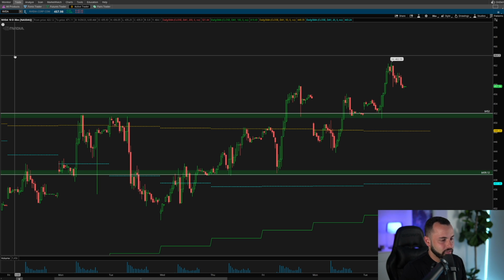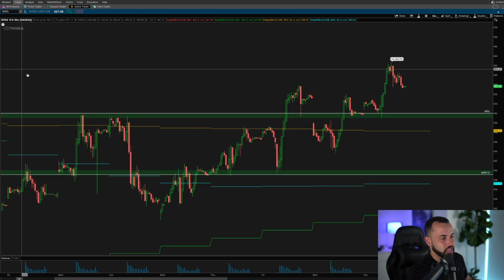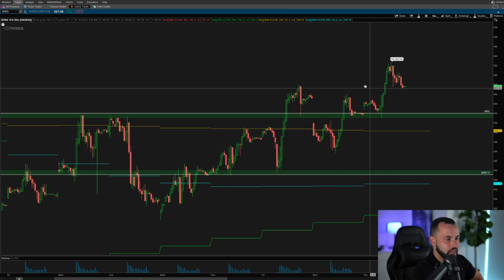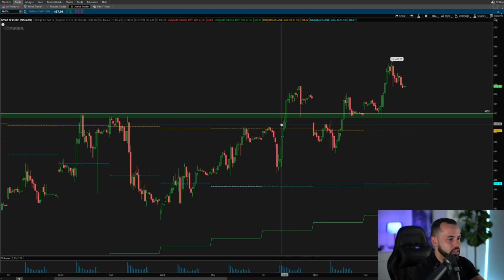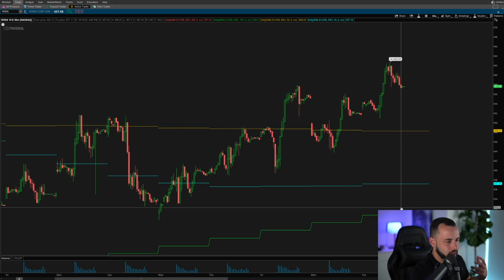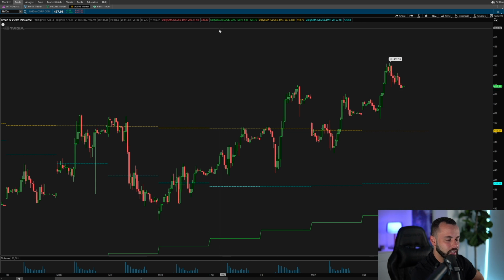Now here is NVIDIA, right? And we have been focusing on this 452 level. That is that top green level that you have on your screen. Now, why did I find this level, right? Let's clean this chart up and let's look at this chart and say why 452, right? Why was this the level that we were looking at today on NVIDIA?